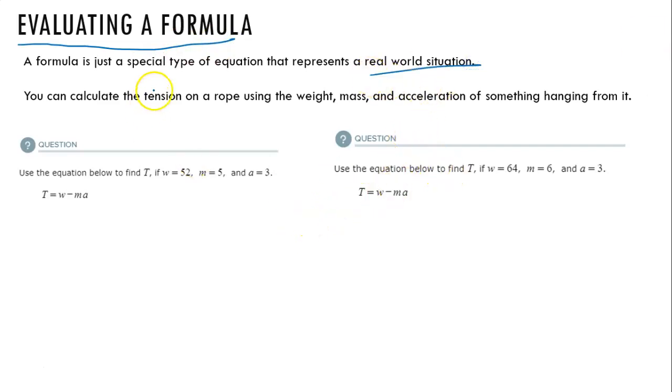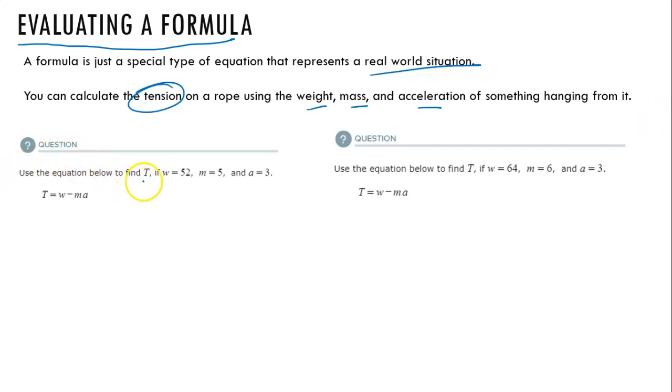As an example, we're going to use the formula for tension. This would calculate how much stress is on a rope when something's hanging down from it. This would be important, for example, if you wanted to bungee jump, you would want to know about the weight, mass, and acceleration of the person trying to bungee jump so that they don't get injured.